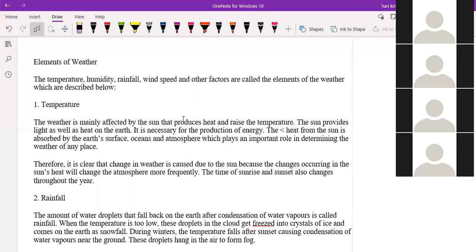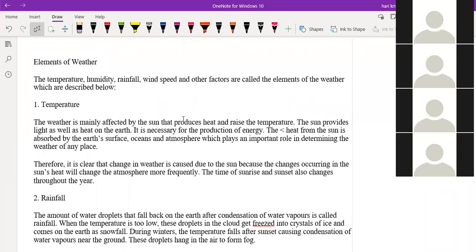Again, temperature depends upon the heat produced by the sun. So overall, the weather conditions completely depend on the heat and the light produced by the sun. Understood?